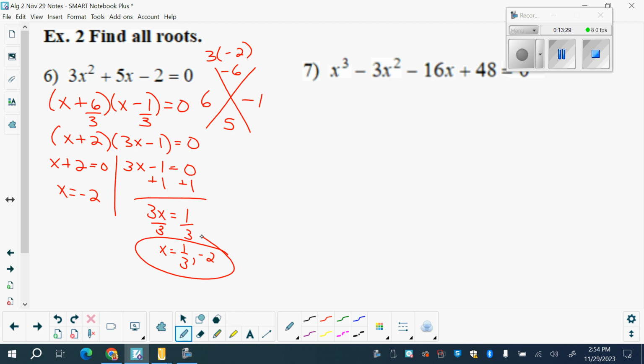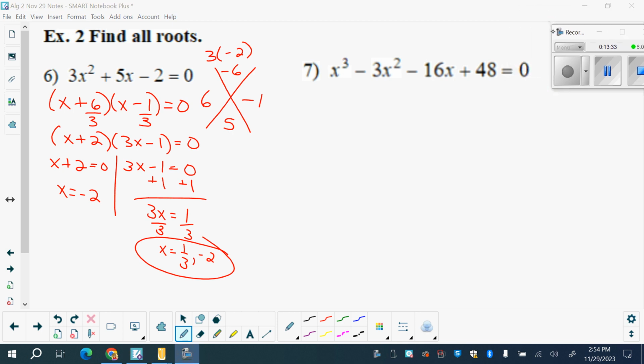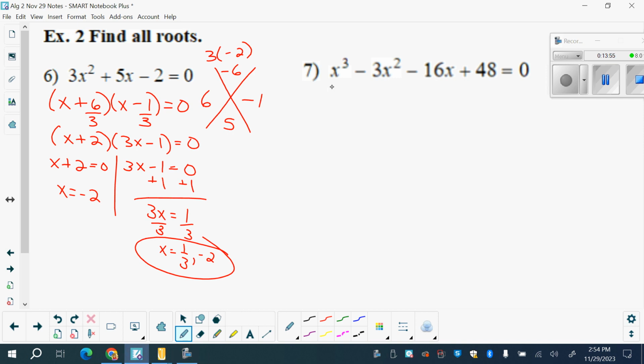Okay, number 7. How many terms? 4. How are we going to factor this one? There's 4 terms. Yeah, what we just did, the factoring by grouping. So we're going to group the first 2 and the last 2.